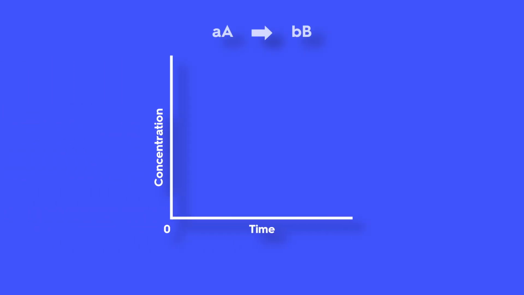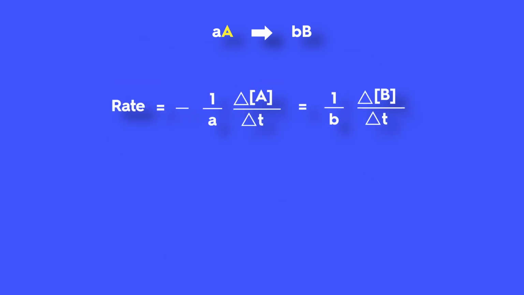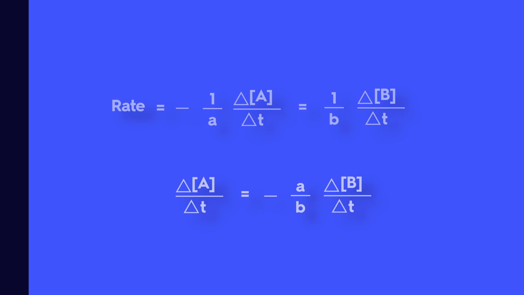Now, let's apply what we learned. First, choose a species and either an interval or a time point. Second, compute the change or draw a tangent for a slope. Third, attach the correct sign. Fourth, divide by the coefficient to state the reaction's rate. Fifth, convert to any other species using the same master equality.